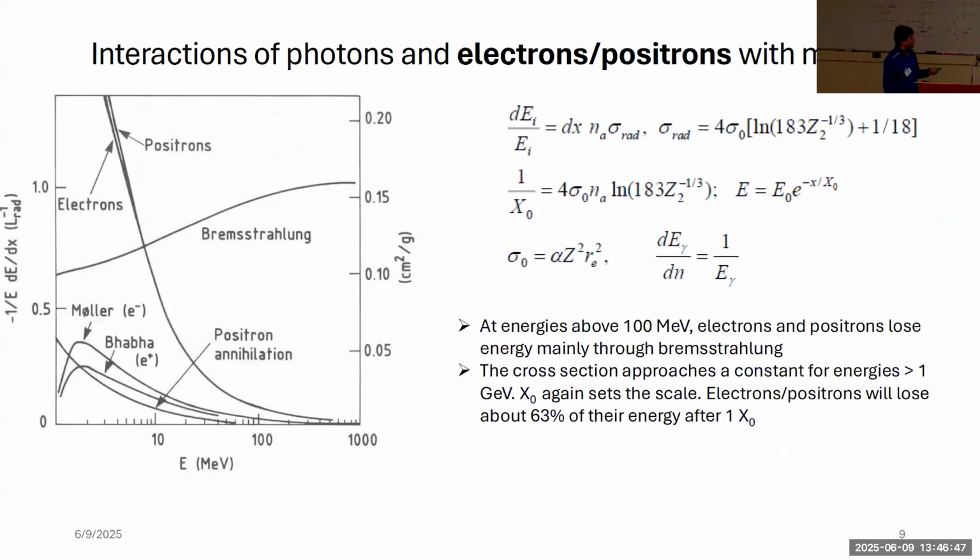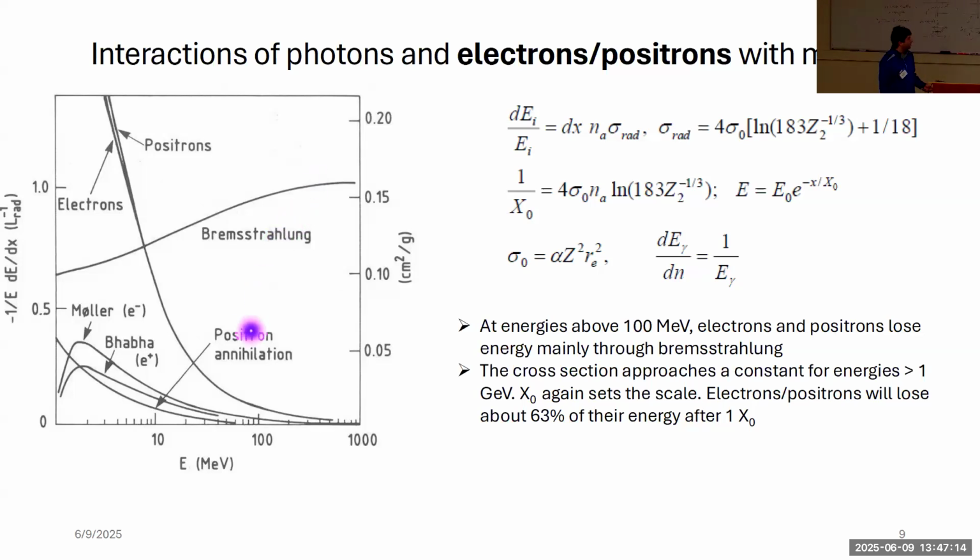And then electrons and positrons themselves can lose energy in two ways. One is ionization energy loss, where they excite or ionize the electrons inside the medium, or you have Bremsstrahlung production, where they radiate photons in the electromagnetic field of the nucleus.